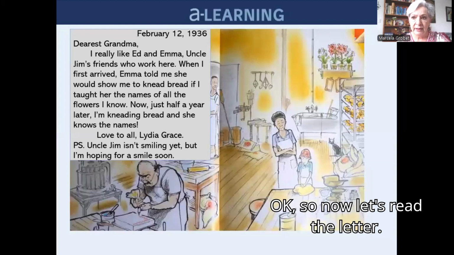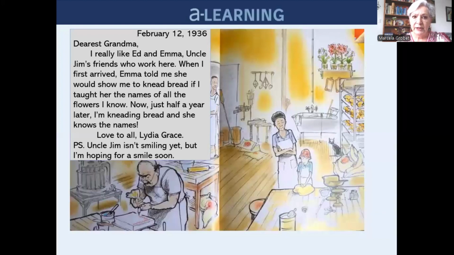Okay, so now let's read the letter. February 12, 1936. Dearest Grandma, I really like Ed and Emma, Uncle Jim's friends who work here. When I first arrived, Emma told me she would show me how to knead bread if I taught her the names of all the flours I know. Now, just half a year later, I'm kneading bread and she knows the names. Love to all, Lydia Grace. P.S. Uncle Jim isn't smiling yet, but I'm hoping for a smile soon.